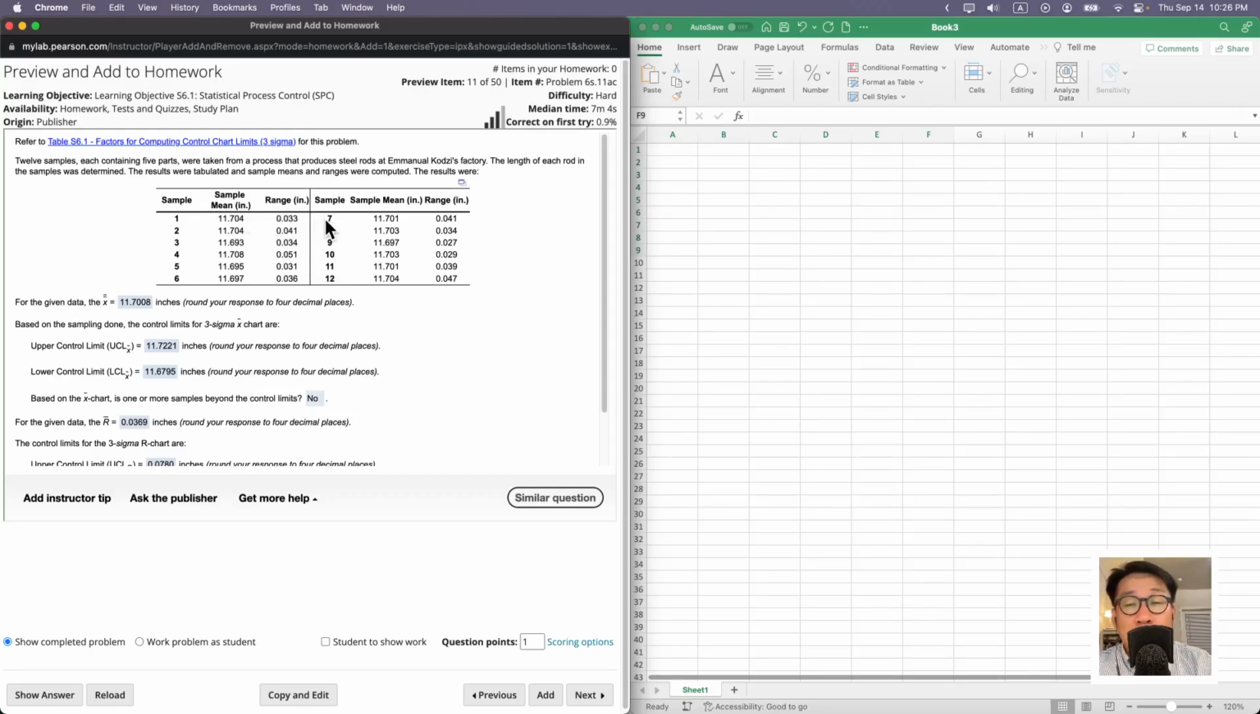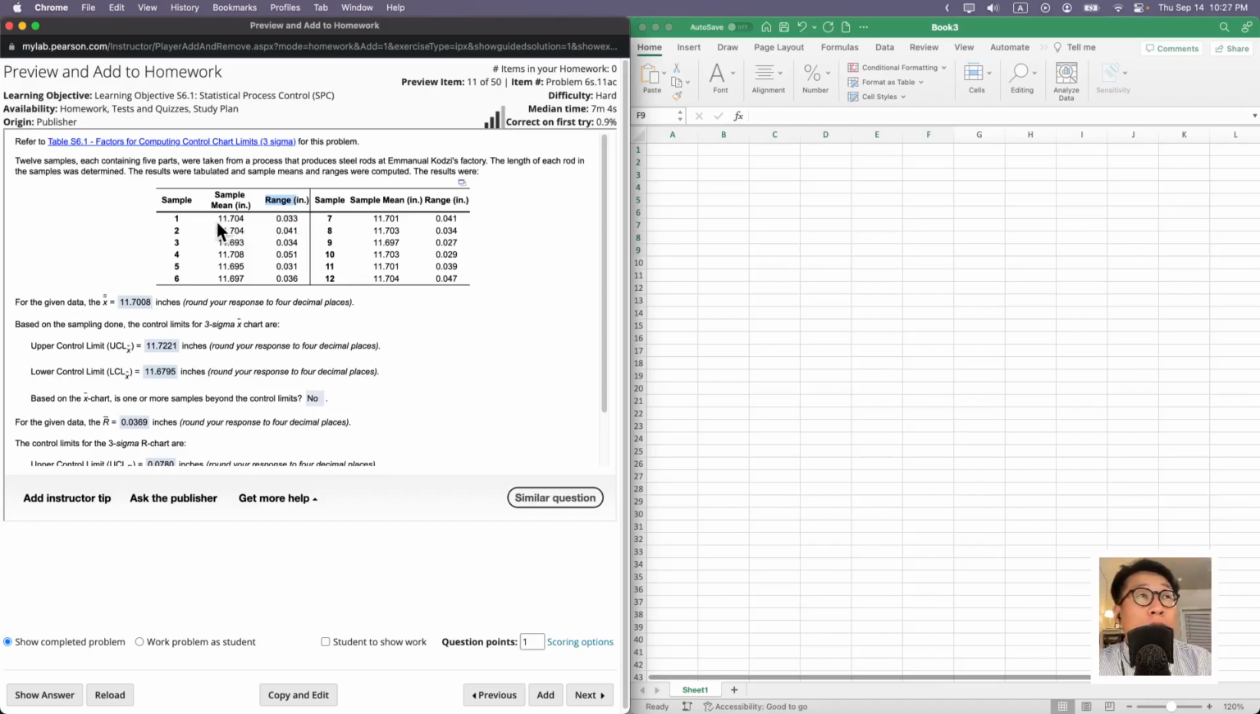Okay, and the range is this. Range is defined as the difference between the biggest in the group and the smallest in the group. Because this is talking about some kind of rod length, the range is basically the difference between the longest rod in the sample group minus the shortest rod in the sample group. That's basically the difference between the maximum and the minimum. Okay, it has already been calculated for you, so you don't actually have to do this.